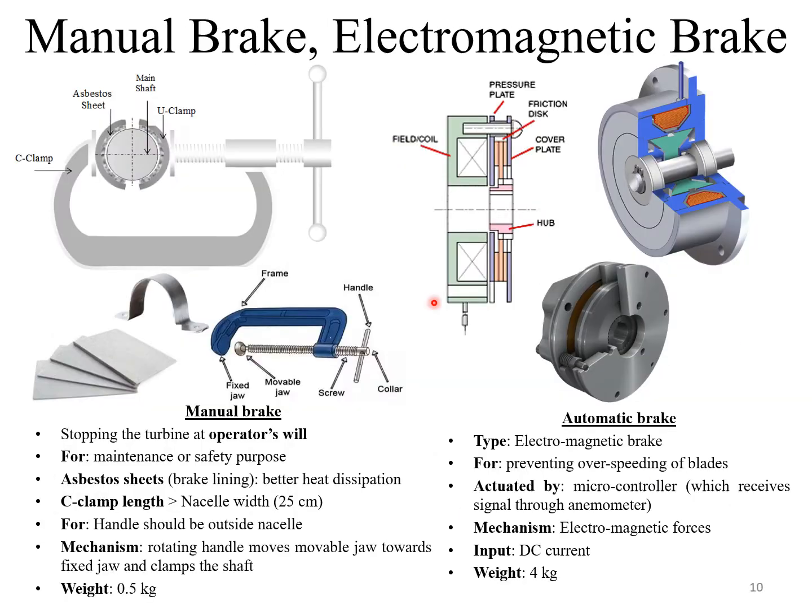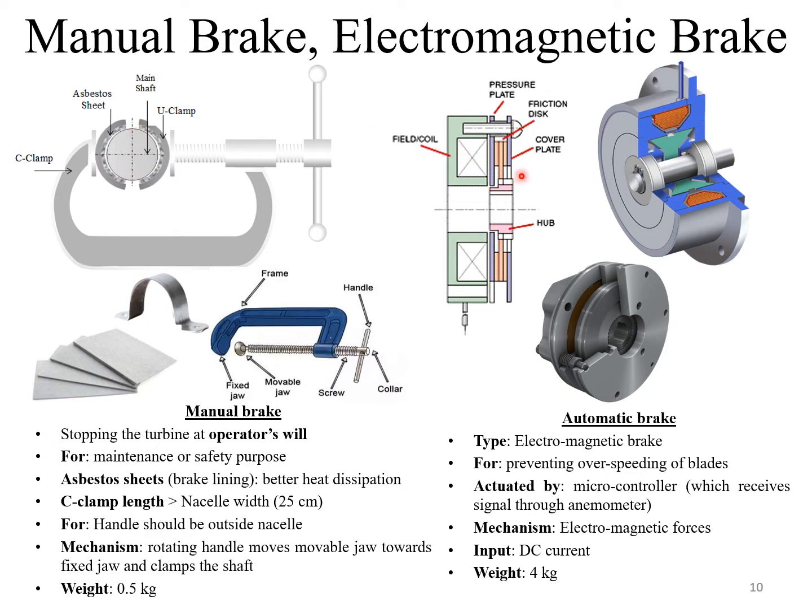A manual brake is required to stop the rotation of the turbine at the operator's will. A simple design of the brake is fabricated where two U-clamps are welded to the two jaws of the C-clamp. The U-clamps have an inner asbestos lining. When the handle is rotated to drive the movable jaw towards the fixed jaw, the two U-clamps come closer and the rotating main shaft gets clamped in between them, thereby stopping the rotation of the wind turbine.